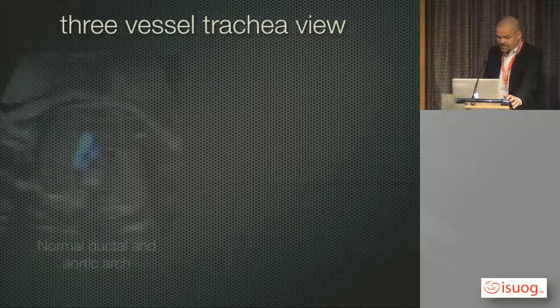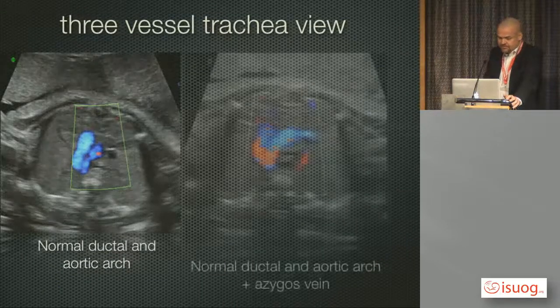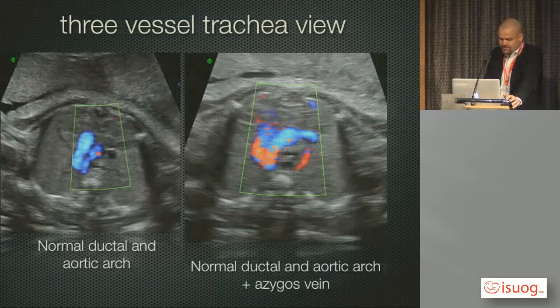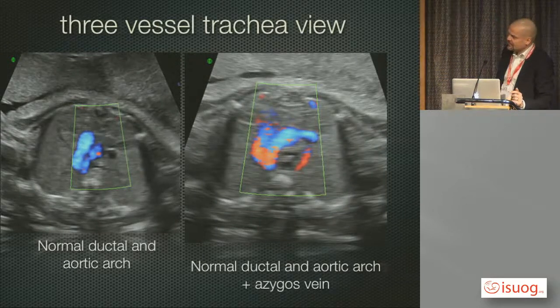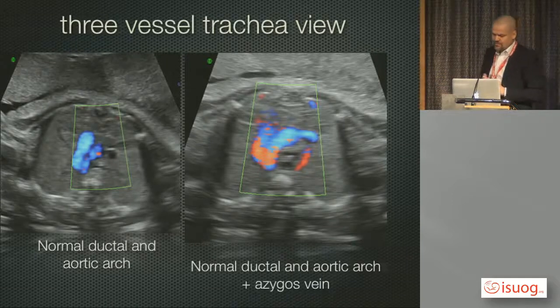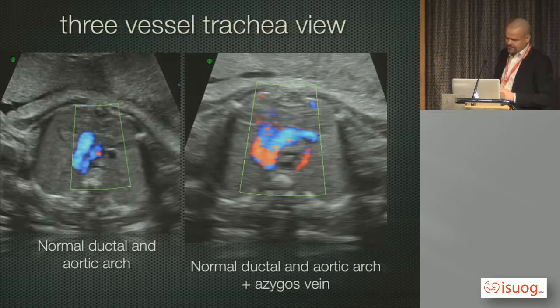When you look at the arches, you see the normal blood flow in the ductal arch and the aortic arch in blue. When you play with your color and reduce the frequency or the velocity of your color, you are able to see on the right side a vessel in a different color going back to the superior vena cava, the azygos vein. It's a normal vessel, and you will always find this in the second or third trimester of pregnancy.